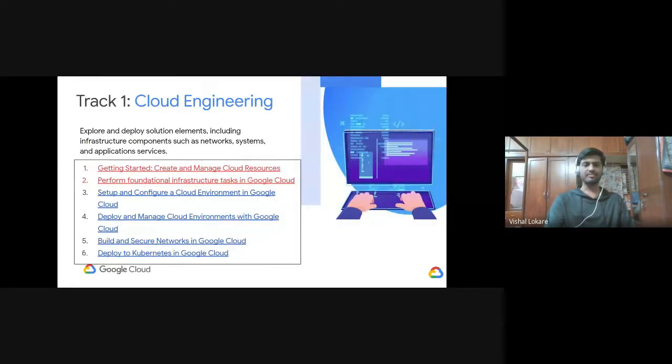On track one, you can do module one and module two. Module one is getting started and creating and managing cloud resources. In module two, you will perform more foundational infrastructure tasks.